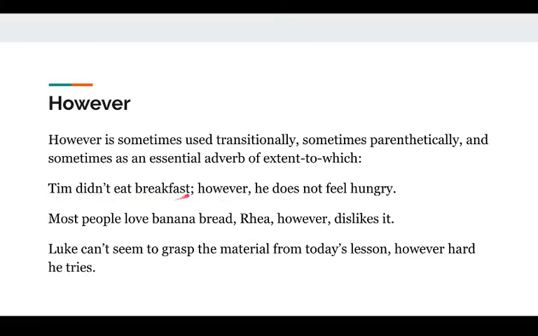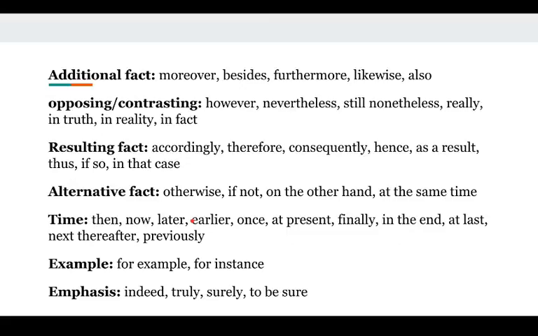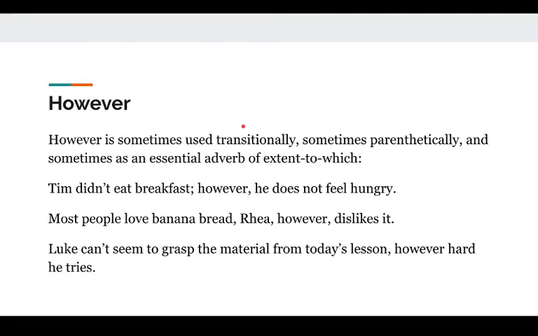Tim didn't eat breakfast, semicolon, transitional adverb, however, comma, he does not feel hungry. I think I had however listed here. Did I? Yeah, here. Opposing or contrasting fact. So even though you can think of it like this, even though Tim didn't eat breakfast, he doesn't feel hungry. So however is introducing this opposing, contrasting fact.